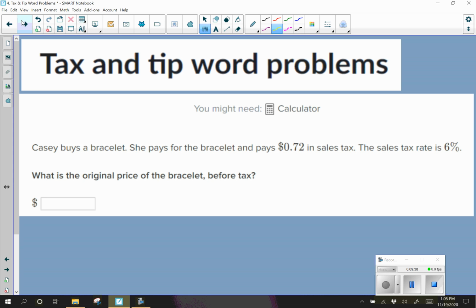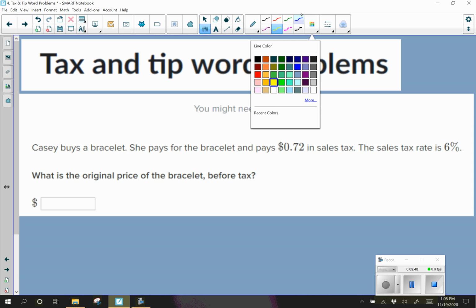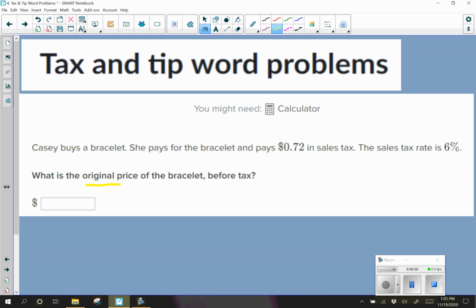Okay. Let's try a different type of problem. This one says Casey buys a bracelet. She pays for the bracelet and pays 72 cents in sales tax. The sales tax rate is 6%. What is the original price of the bracelet before tax? So this one's set up a little bit differently. They're telling you what the tax is, and what the percent is, but we don't know that original amount. We're missing that whole.